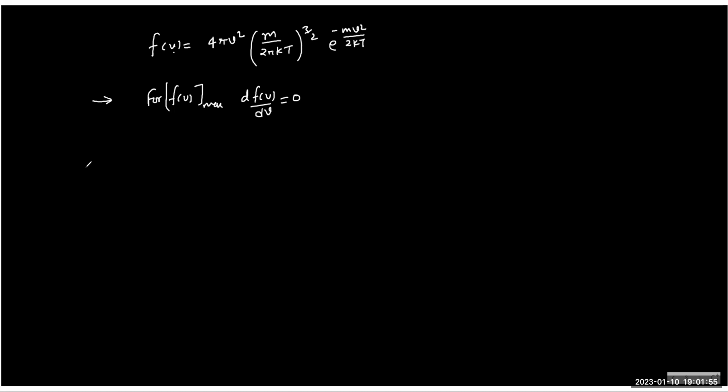So can you guys differentiate this? Because see, M by 2 pi kT is a constant, 4 pi is constant, so you can ignore that term. So you're actually supposed to differentiate d by dv of v square, and I think this is not difficult for you to differentiate. Use the product rule and differentiate and equate to 0.